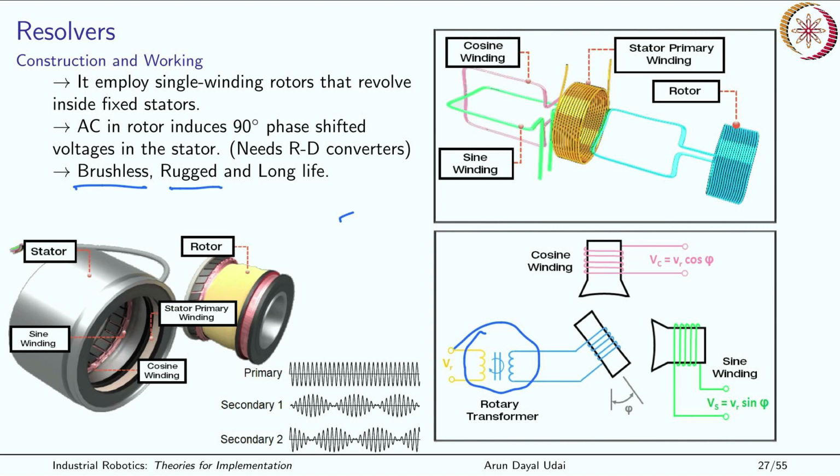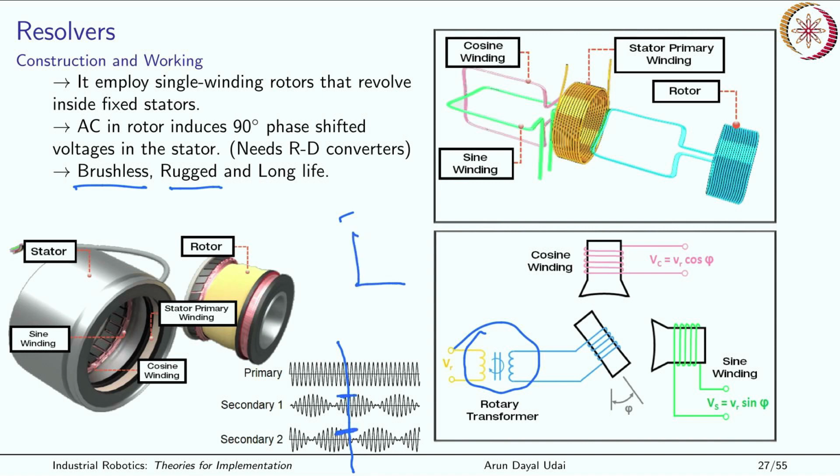It is used mostly in industrial AC servo motors to detect the angle. The angle can be detected from any single instance of both the coils. Let us say if this is the place, I am seeing the amplitude here and the amplitude here.